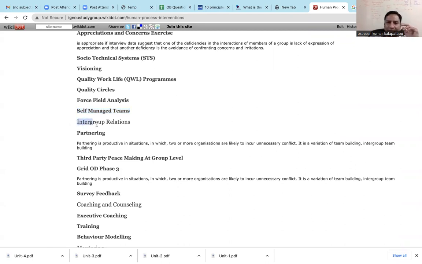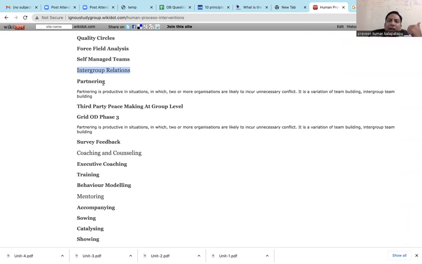Intergroup relationships. These are some of the interventions which address intergroup relationship aspects. First is partnering. What is partnering? You are creating a partnership. You go and meet somebody and say, boss, can you partner with me? I'll do this, you do this. Let's go together as partners, solve a certain problem and earn money together. So this is like a typical partnership.